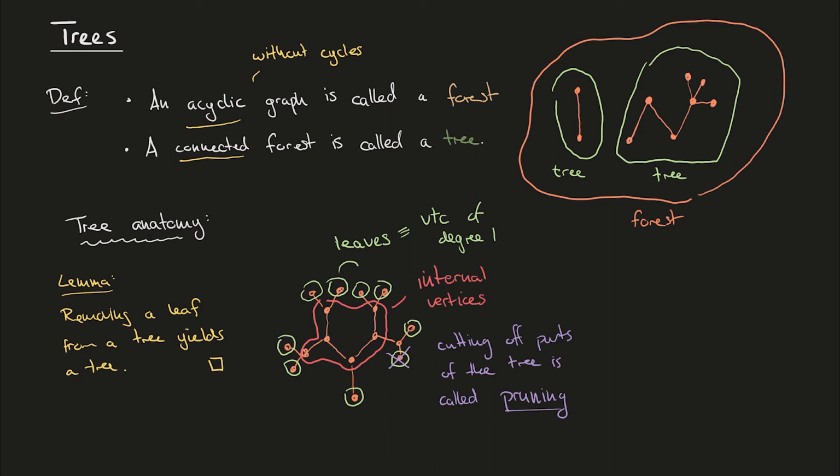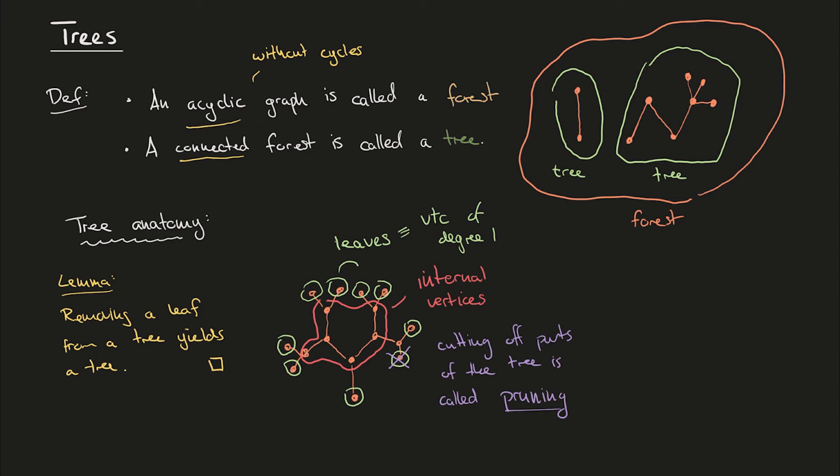This lemma will be really useful when we do proofs by induction, because if we have some tree, then we can just remove a leaf and we get a tree that has order strictly smaller than the original tree. And this will be a standard move for doing induction proofs with trees.